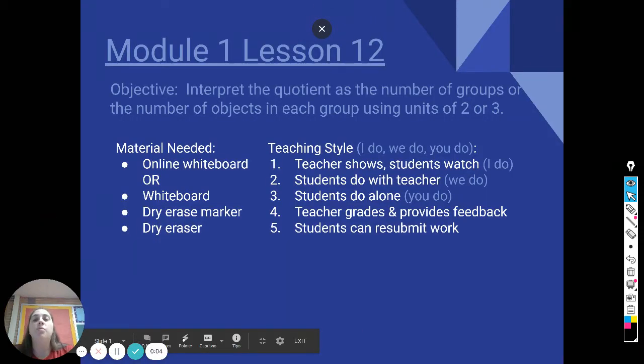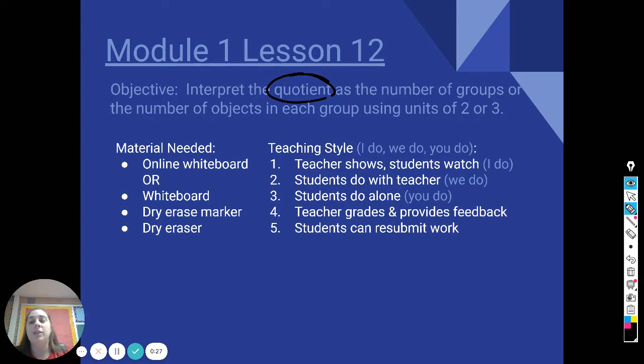Today we're going to be doing Module 1, Lesson 12. The objective of today's lesson is to interpret the quotient as the number of groups or the number of objects in each group using units of 2 or 3. And if you remember, our quotient is our answer in a division equation.